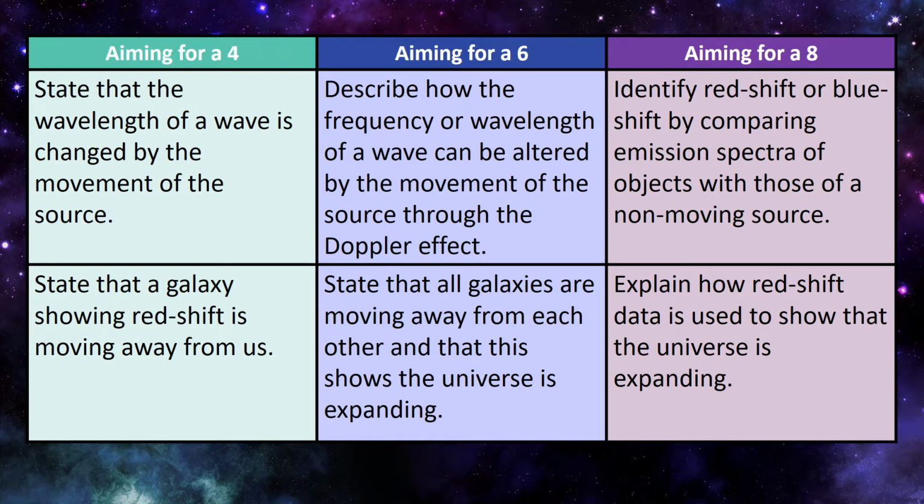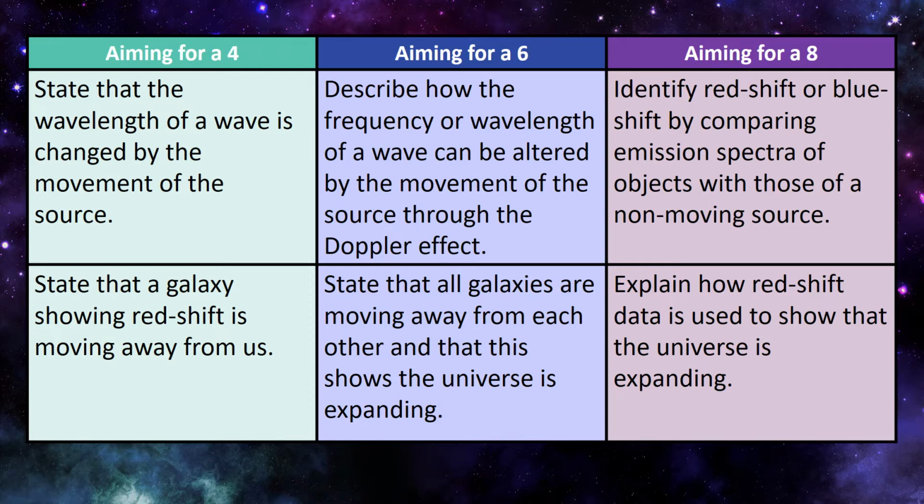So everybody needs to be looking at that level 4 and going, yep, okay, cool, can do that. State the wavelength of a wave is changed by the movement of the source. Galaxy shows redshift because it's moving away from us. State the galaxy is moving away from us and describe how the wave is altered. Identify red or blue shift is grade A. Everyone can do this. It's not a complicated topic. It's just about using the right words. And explain how we use redshift to help support the Big Bang theory.